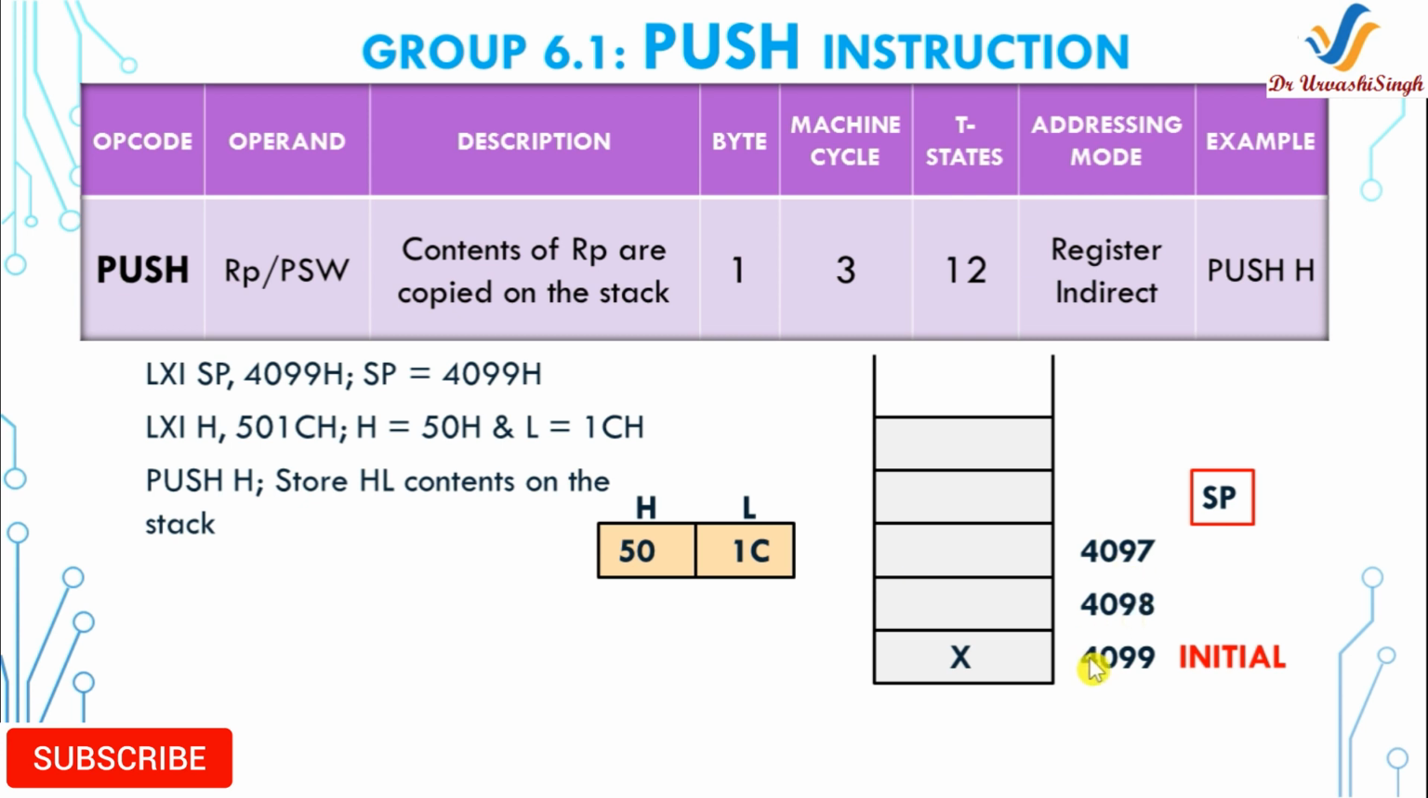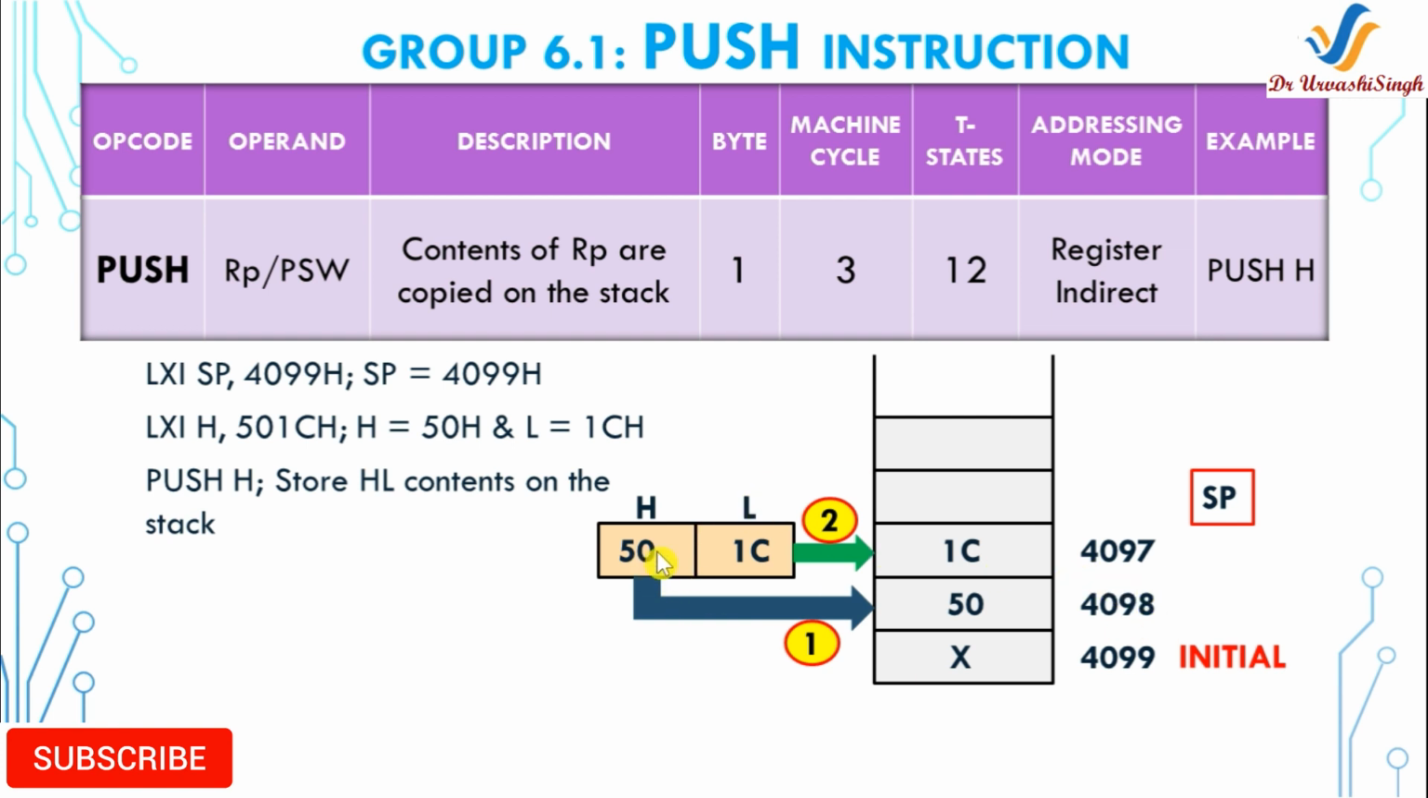So in the first step, the value of the stack pointer is decremented by 1. So next memory location is 4098, and now the upper byte content of the register pair is copied into this memory location. After storing this number, once again the stack pointer is decremented by 1. So next location is 4097, and now the lower byte of the register pair is copied into the stack location.